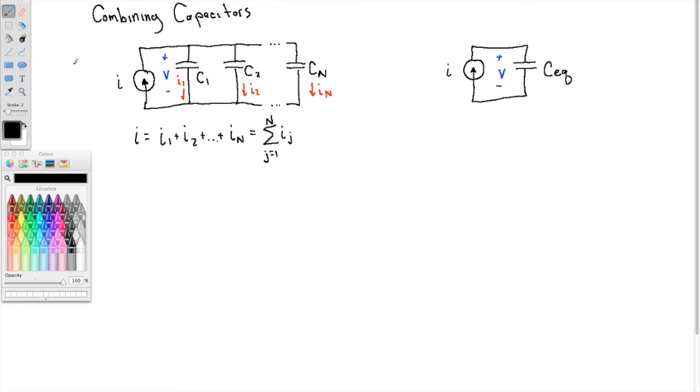Now we know that for capacitors, I equals C dV/dt. So that must mean I1 is C1 times dV/dt, and I2 is C2 dV/dt, and so on. IN is Cn dV/dt. Or, more compactly, the sum from j equals 1 to n of Cj dV/dt. Now, since V does not have a subscript, it's the same for any branch, it could come out of the summation.